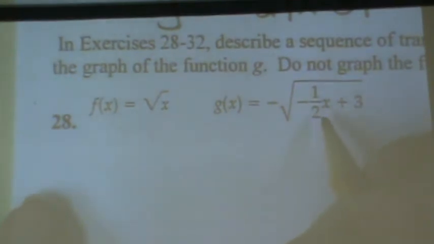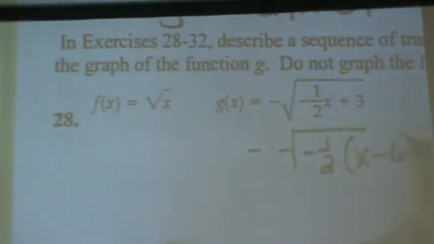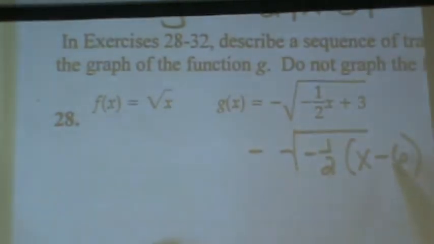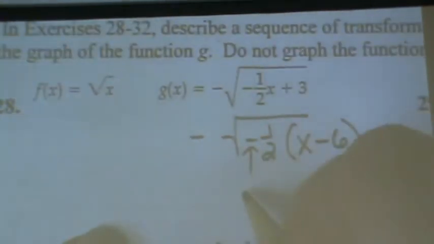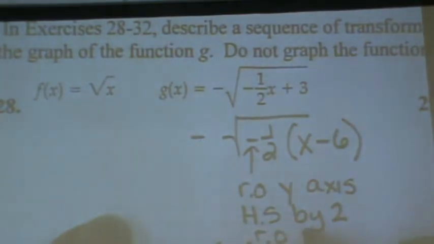So for this one, you're going to want to pull out the negative 1/2. So you have a negative in front, negative 1/2, and then it'd be x minus 6. Because negative 1/2 times negative 6 is positive 3. So you would start right here. This is a reflection over the y-axis. That's your a value. You flip this, it's a 2. It's a horizontal stretch by a factor of 2. And then you move out here. That one's a reflection over the x-axis.